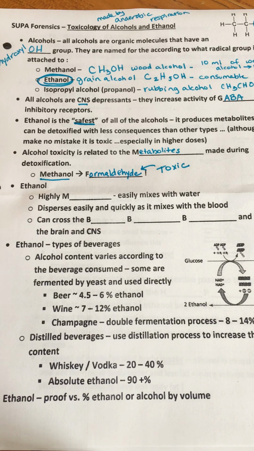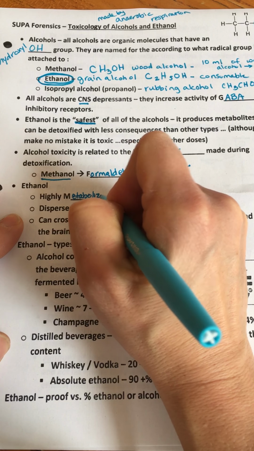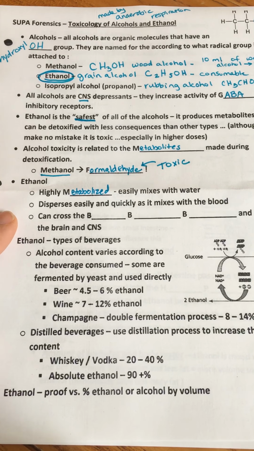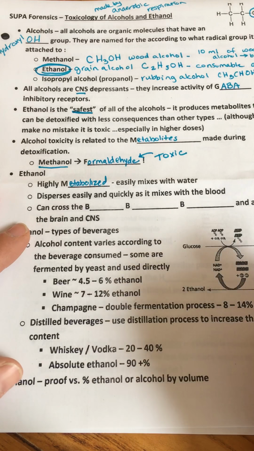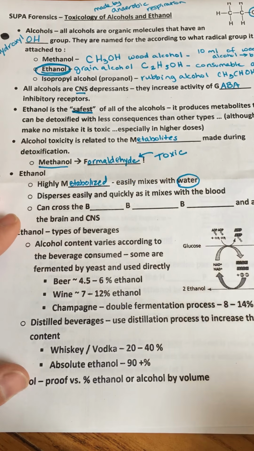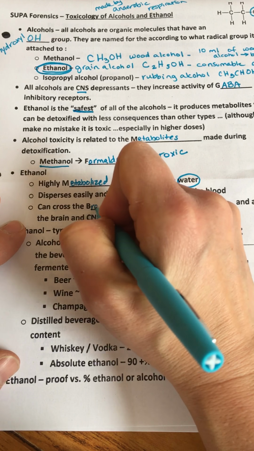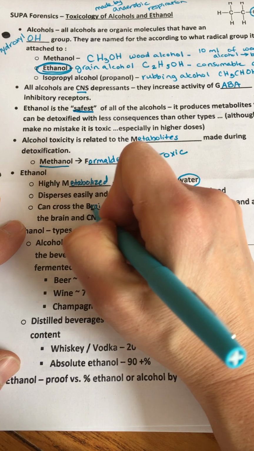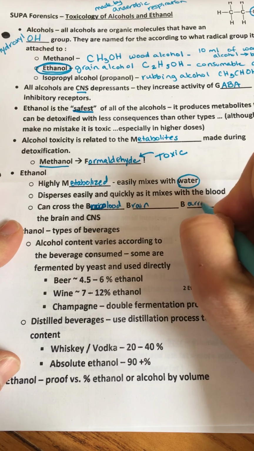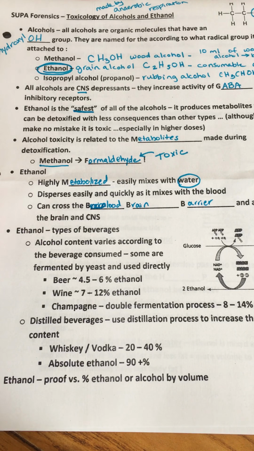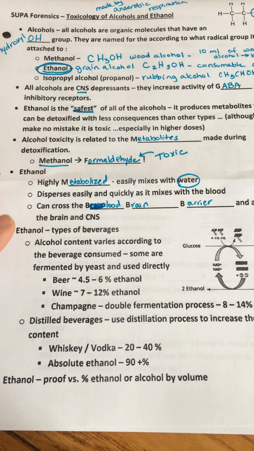Ethanol is highly water soluble, which means it easily mixes with water. It disperses easily and quickly as it mixes with your blood. That's really important. That makes it easily picked up by the blood, and easy to cross the blood-brain barrier and access the brain and central nervous system, which is why alcohol causes lightheadedness and dizziness.